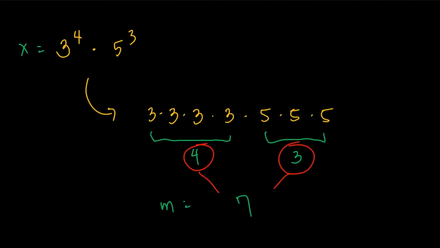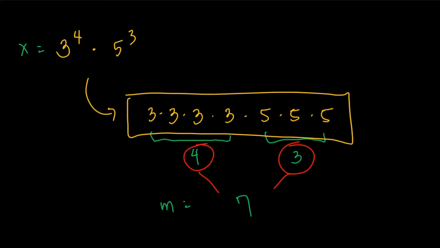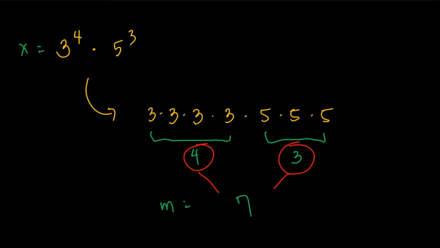X to be 3 raised to 4 times 5 cubed. Now, in the prime factorization, if I were to really factor it into individual factors that are prime, it's going to be 4 3s and 3 5s. Essentially, that's what the exponent means. So it's going to have a total of 7 prime numbers in the prime factorization, because we're not going to consider the 4 3s to be just one value, which is just 1 3. We're going to treat it as a 4. So in this case, M would have to be 7.